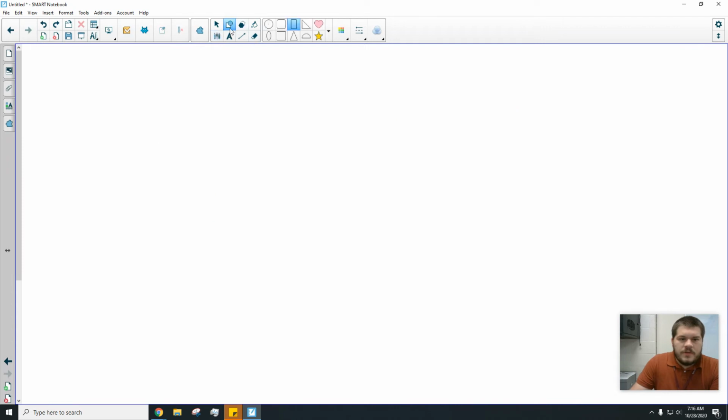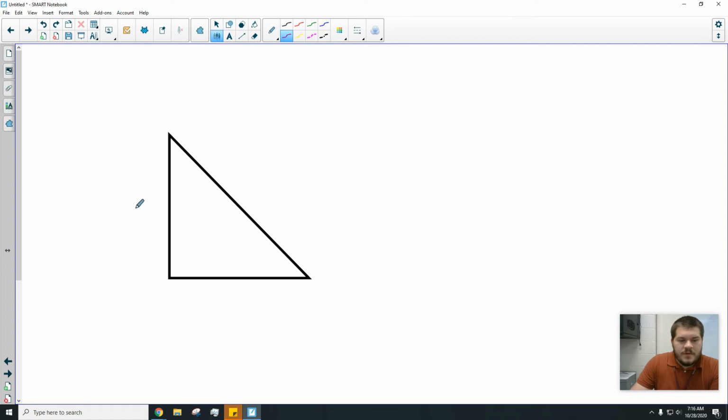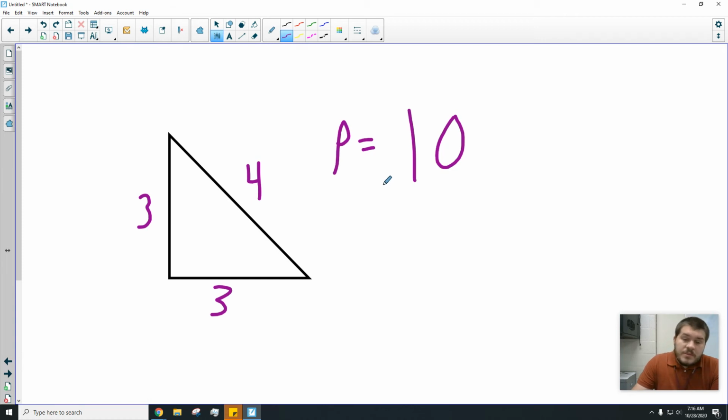So let's say, for example, now that we have a triangle. This is 3. This is 3. And we'll just say that this is 4. How we found the perimeter? We add them together. So 3 plus 3 is 6, and 6 plus 4 is 10. So perimeter equals 10. So perimeter is a nice, easy little thing because it's just adding.